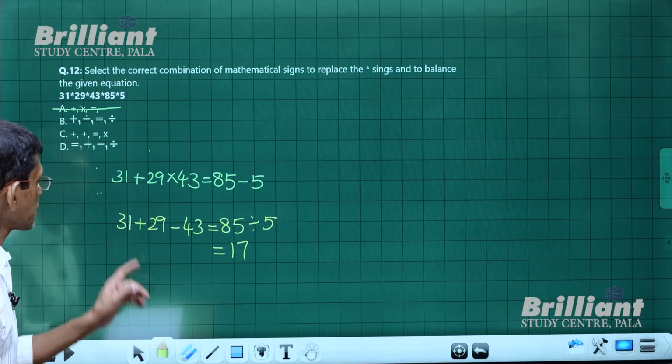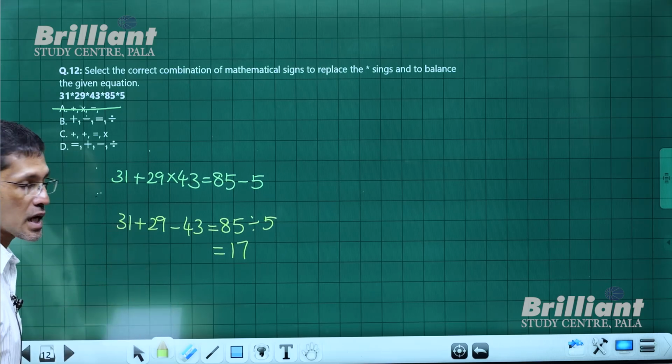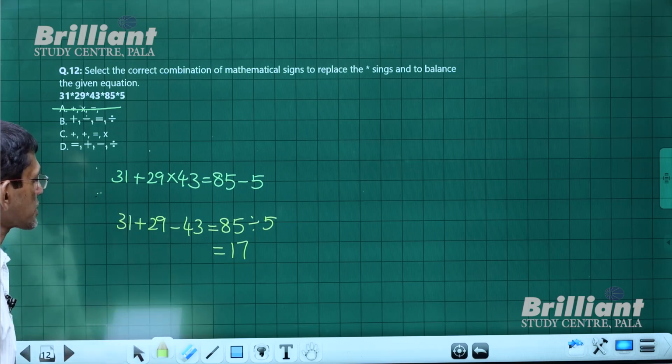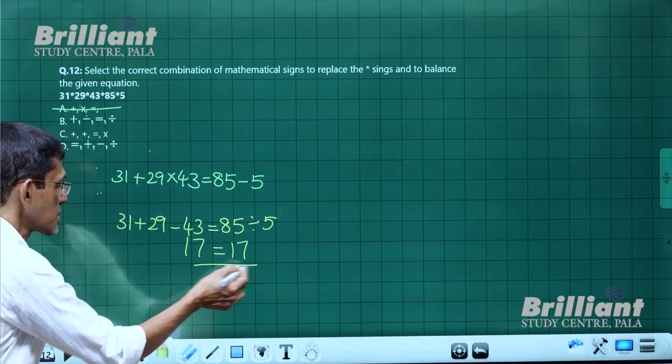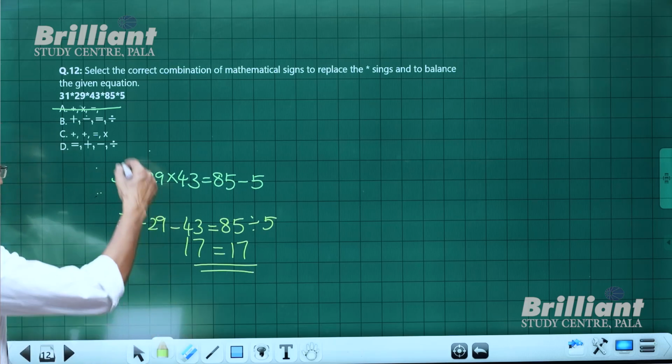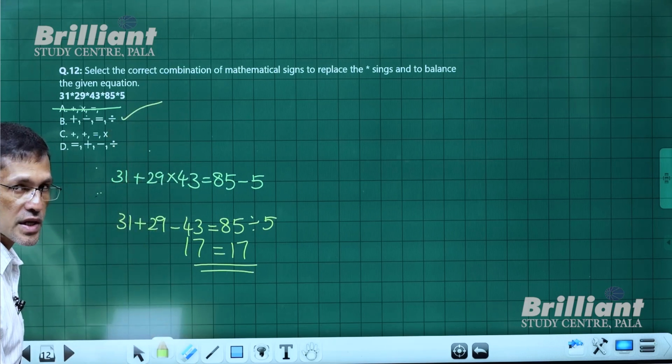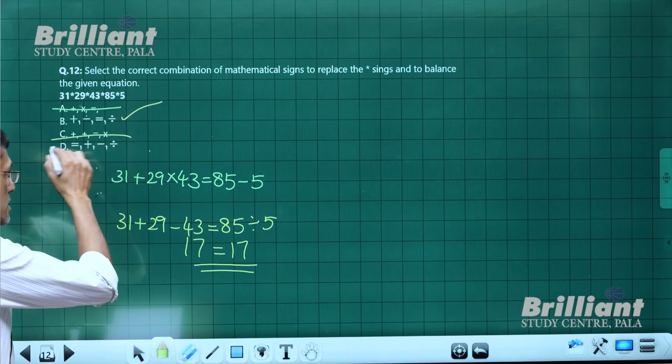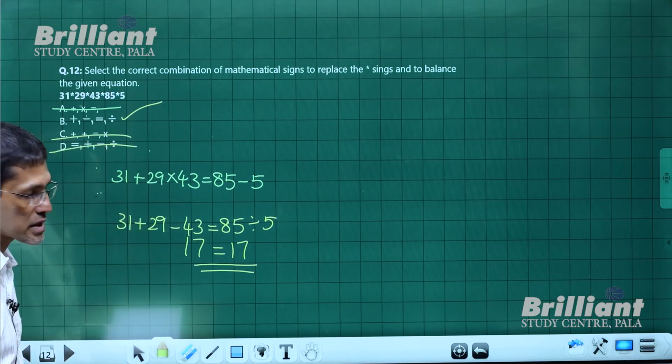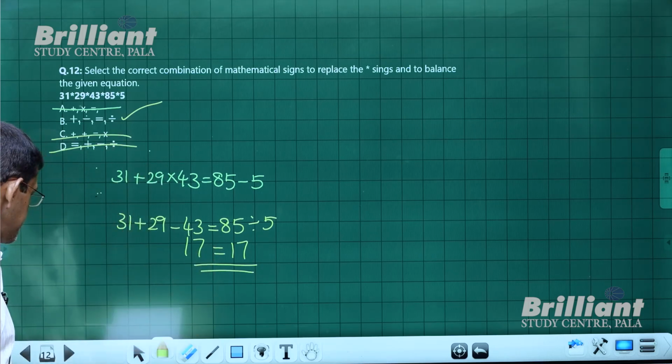So 31 and 29, how much is that? 60. 60 minus 43, that's 17. So 17 is going to equal 17. So the second answer choice is correct, perfectly right. If the second choice is correct, then don't look at the third and fourth. Don't waste your time on that. So we already have the answer.